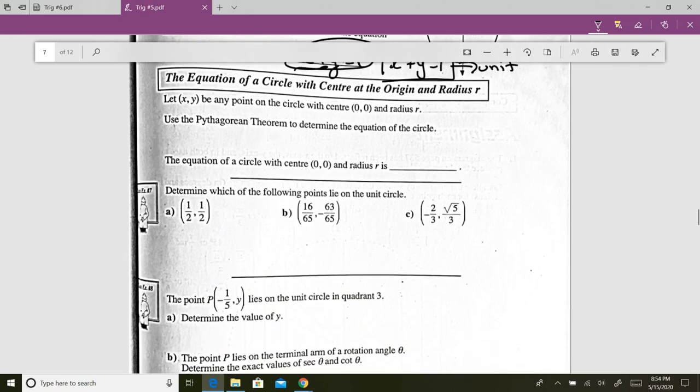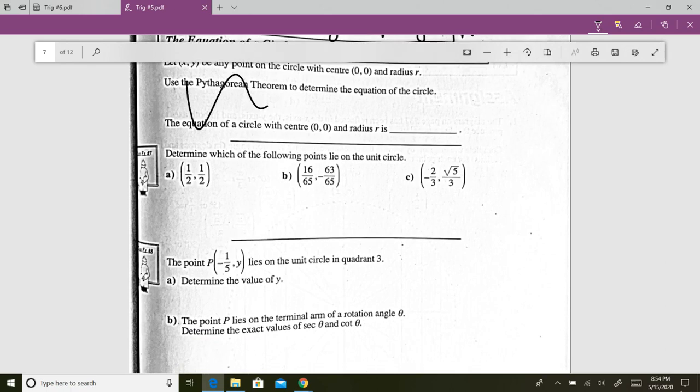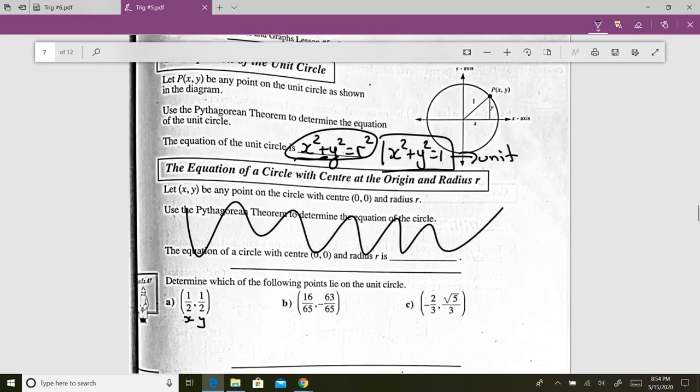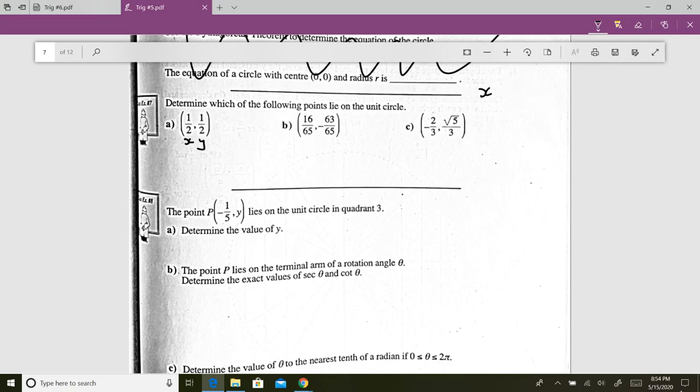Okay. Determine which of the following points lie on the unit circle. So basically, these are xy coordinates. All you're trying to do is put them into here and see if they equal 1. Remember, it's x squared plus y squared is 1. So the first one, I'd go 1/2 squared plus 1/2 squared. Does that equal 1? 1/2 squared is a quarter. Does 1/4 plus 1/4 equal 1? No. So it's not on the unit circle. We're not going to do that one.